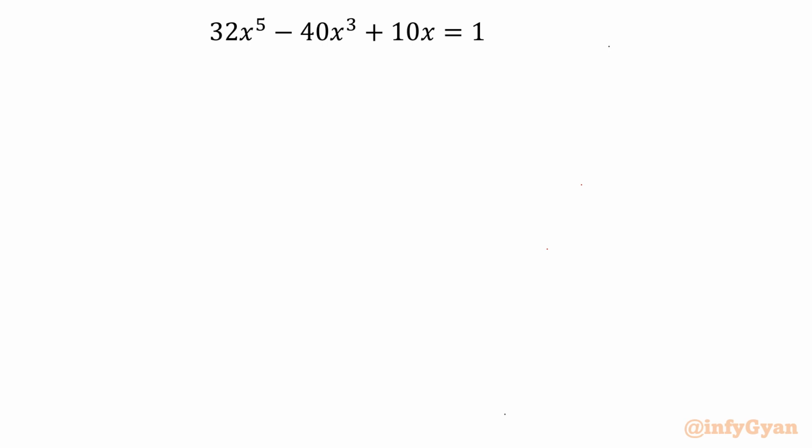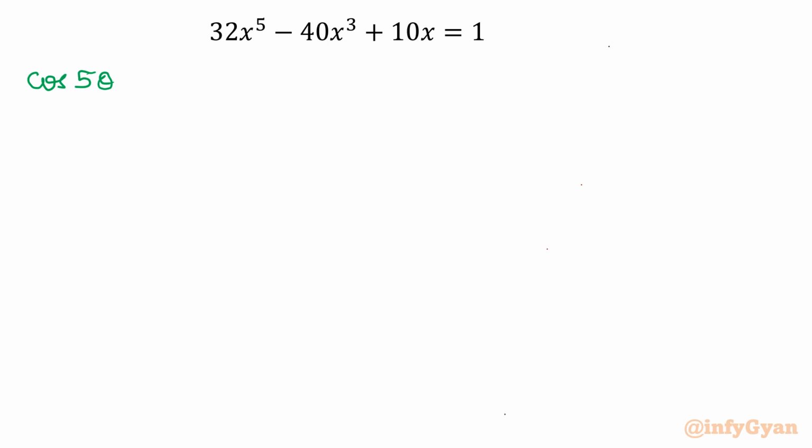In this very exciting video of algebraic challenging equations, we are going to solve one of the best quintic equations so far. The equation is 32x^5 - 40x^3 + 10x = 1. Let me solve this problem using trigonometry, because the LHS looks like the cos 5θ formula. So let me derive cos 5θ first.